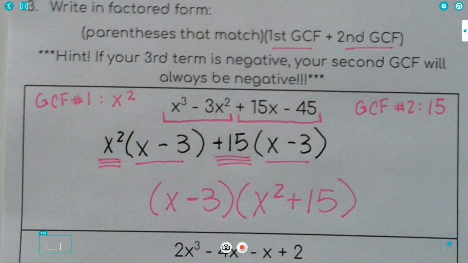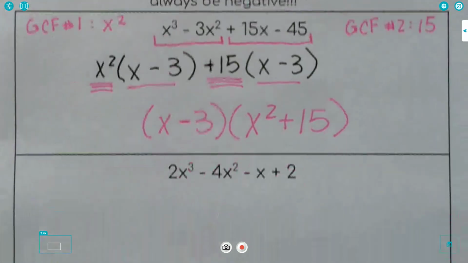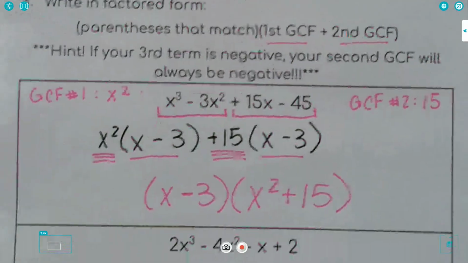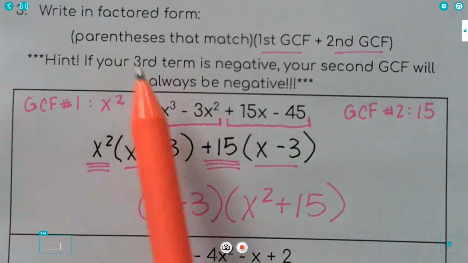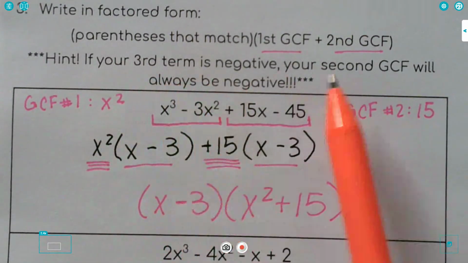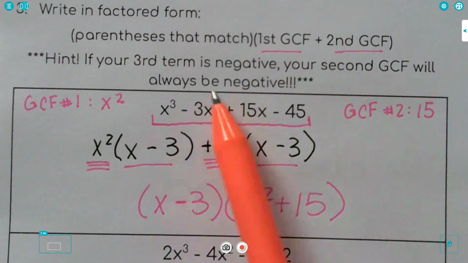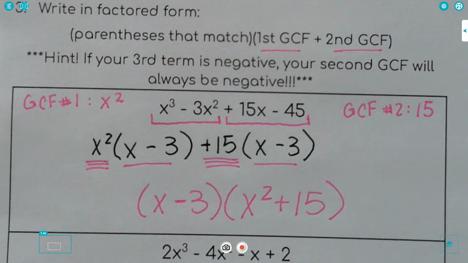I can do that with any factoring. Moving on to my next one. Oh, actually, before we move on, let me read you this hint. Hint! If your third term is negative, your second GCF will always be negative. So there's a hint that we're about to use.